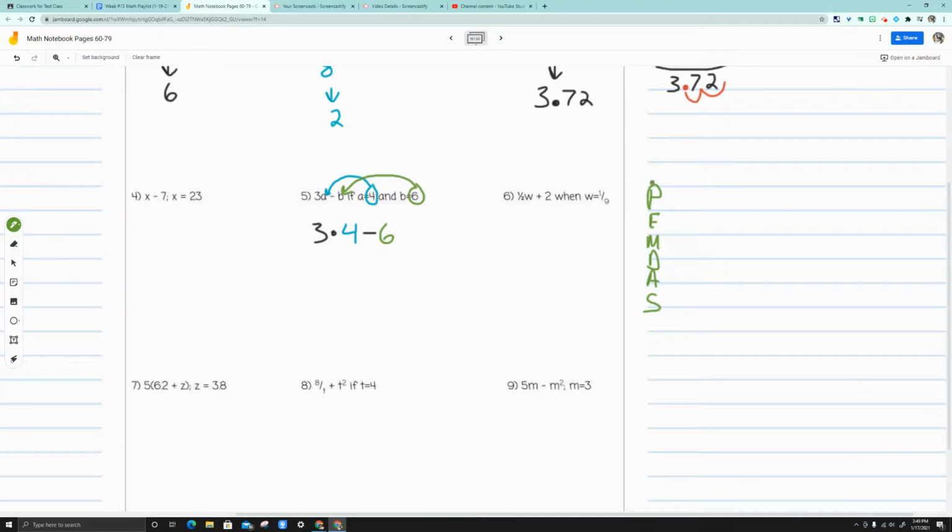Do we have parentheses? No parentheses. Do we have exponents? No exponents. Do we have multiplication or division? We do. We have 3 times 4, so that's going to be our first step. 3 times 4 is 12. Then we have minus 6. Now I don't see any more multiplication or division. We're going to move on to addition and subtraction. Subtraction is our only operation left. 12 minus 6, of course, is 6.